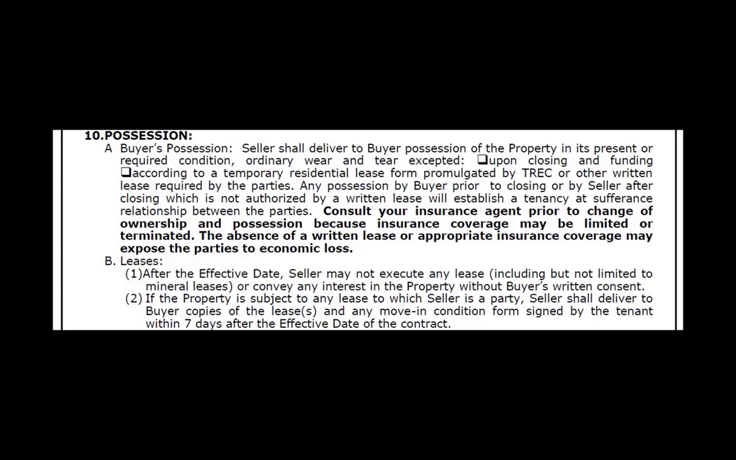Okay. After the contract is executed, the seller can't execute any additional lease. So this means that the seller can't lease out the mineral rights and collect a big signing bonus without telling anybody. They can't lease it out to a tenant. And if the property has a lease already on it, then the seller's got to tell the buyer about it, and the seller's got to give copies of the leases. And if there's an actual tenant that's involved, then they have to deliver the property condition and inventory checklist to the buyer, and everything.